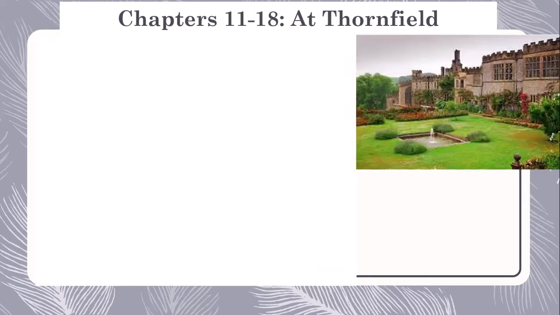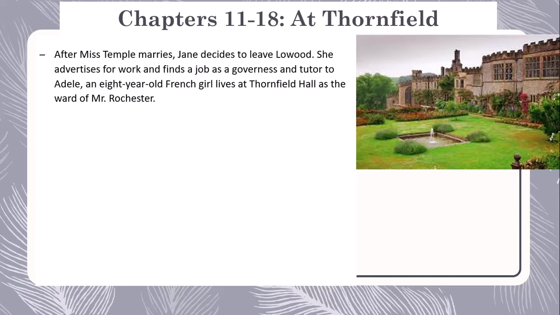And then we come to Thornfield. So when Jane is 19, Miss Temple decides to marry. And when she leaves, Jane feels like the school is no longer really the home that she had found there before. So she advertises for work, and she finds a job as a governess to Adele, an 8-year-old French girl who lives at Thornfield Hall as the ward of Mr. Edward Fairfax Rochester.